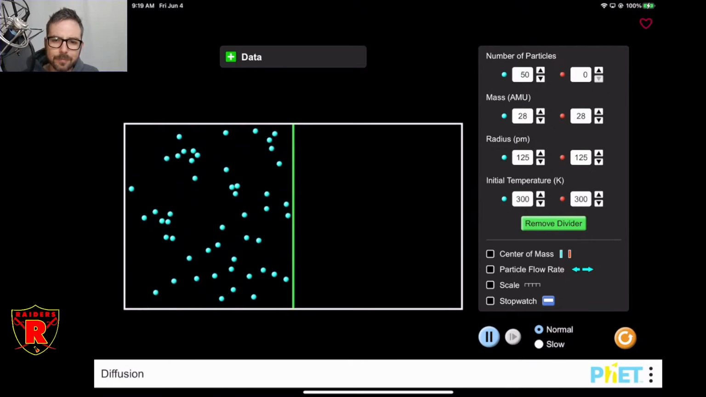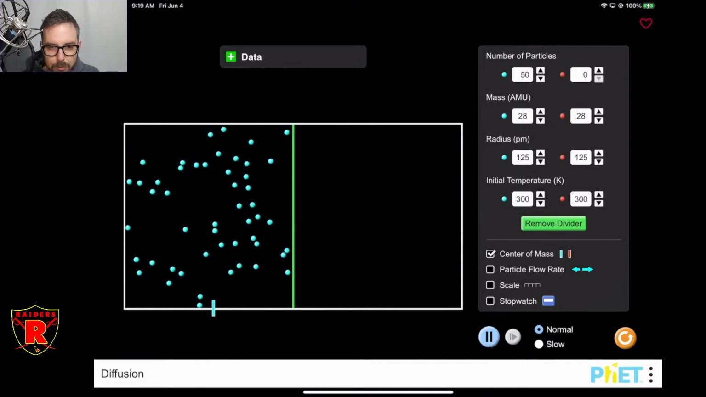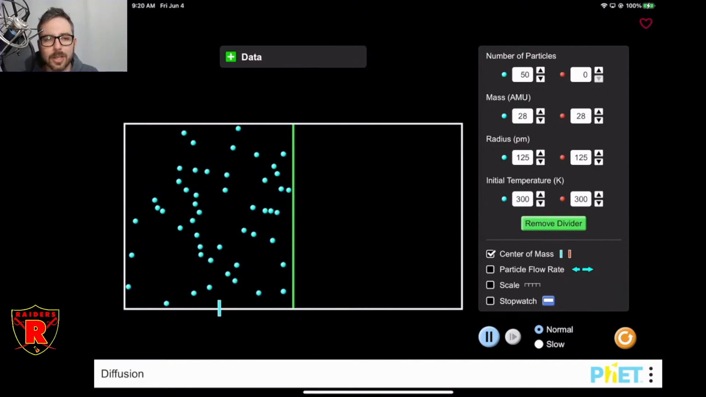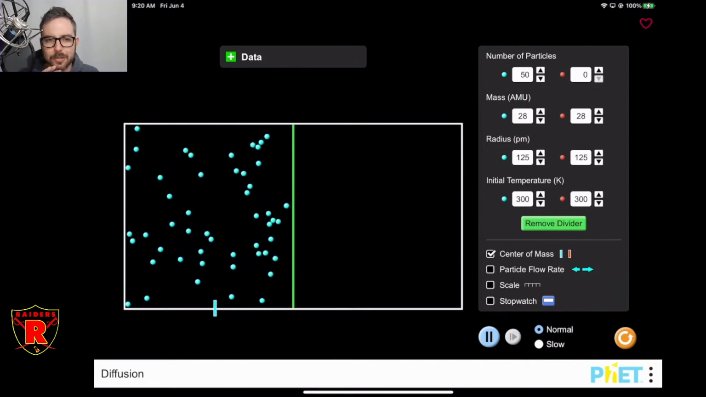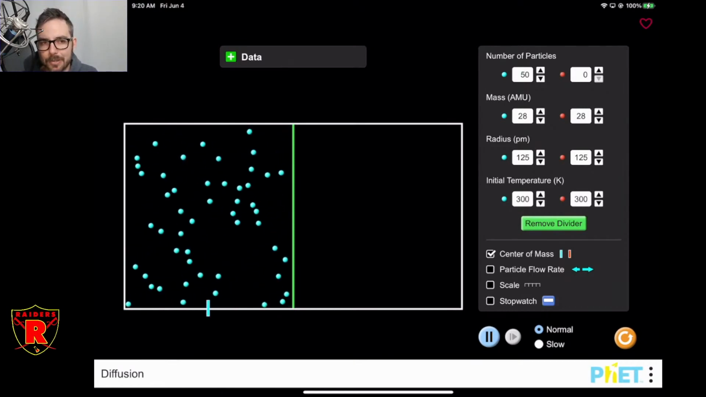And I'll include the center of mass so you can see where that is. All that center of mass indicator is just showing you where the center is of all of the masses of the particles. If you average them out, that's where the middle is of the mass of those particles.